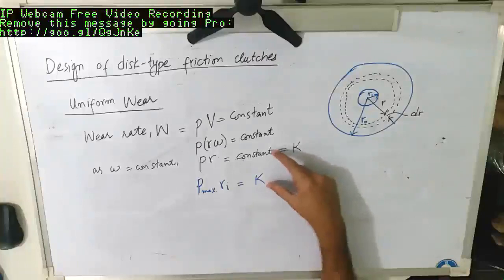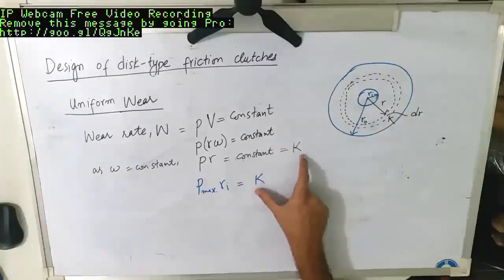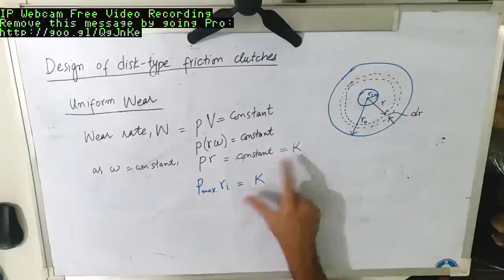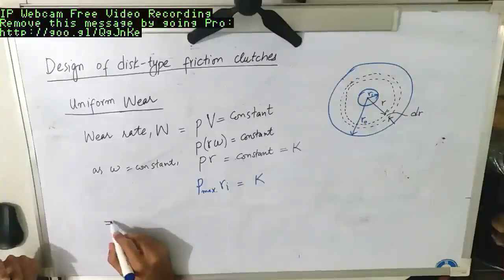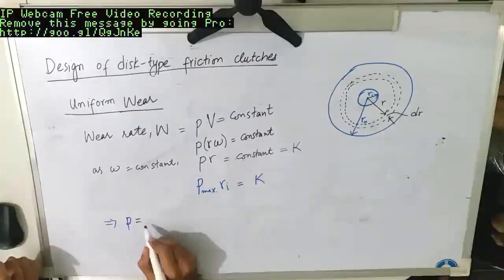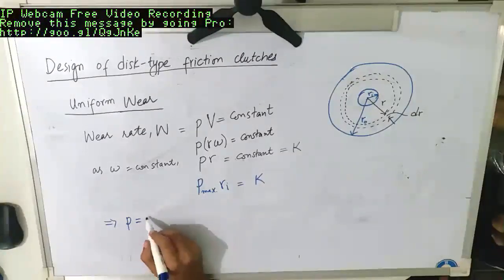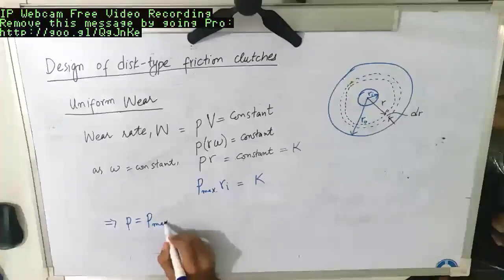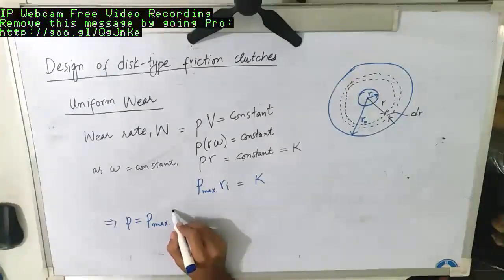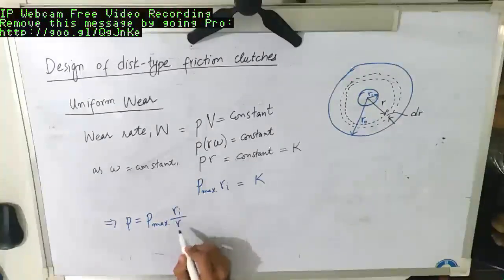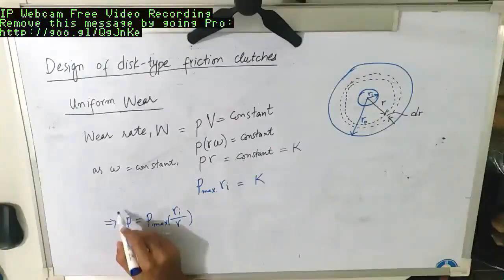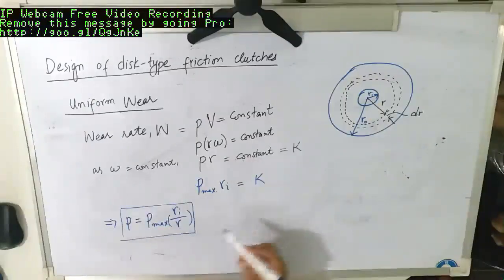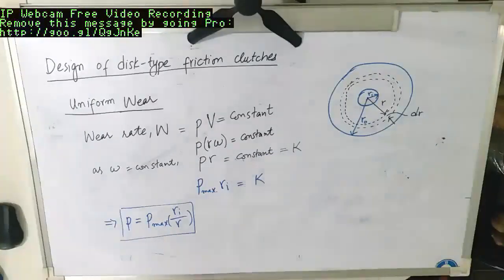Now if we solve these two equations, since the right hand side of these two equations is equal, we can compare the left hand side, and what we get in the end is that P is equal to P maximum Ri divided by R. So this is the expression that we can get by solving these two equations simultaneously.